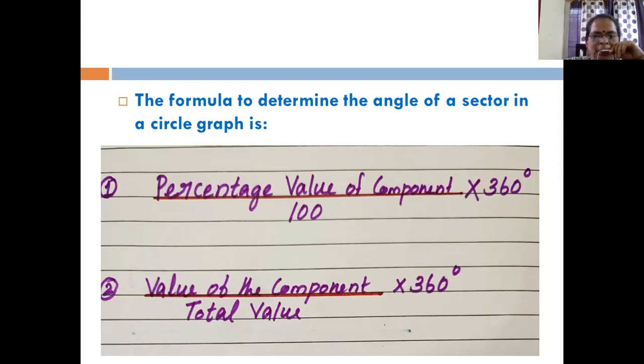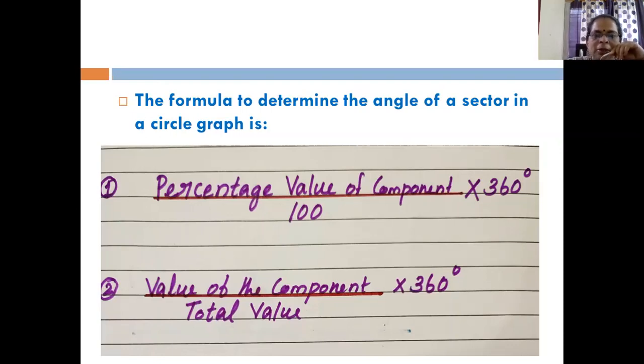So if you remember only this formula: value of the component divided by total value into 360 degree. Because in the normal case, according to the B.Ed course for teachers, we are always collecting the marks and the number of students will be there. So you can usually use the second formula directly. And suppose a value is given, you can convert the value into percentage, and that percentage again you can convert into 360 degree, the degree measure also.